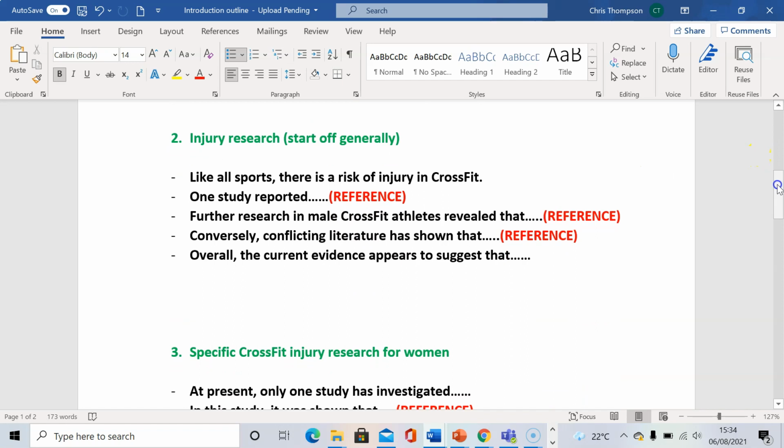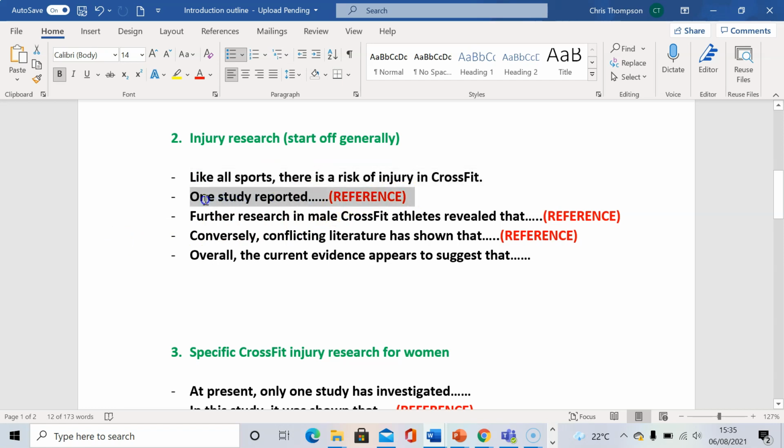Now this paper, as mentioned, is about injuries in CrossFit. Now, I won't go straight into injuries in females. You could do, but I would start off quite broadly to create the context and the story. So I would say something along the lines of, well, like any sport, CrossFit has the risk of injury, and this is where you start putting your references in.